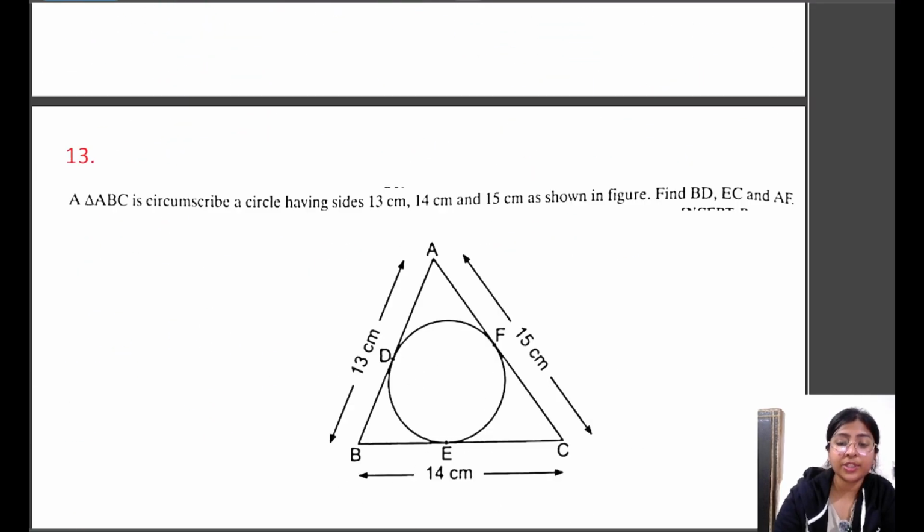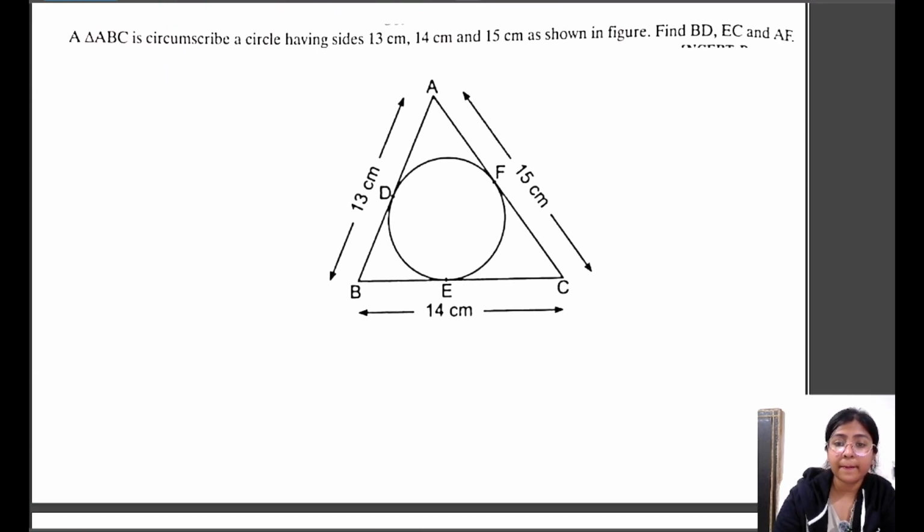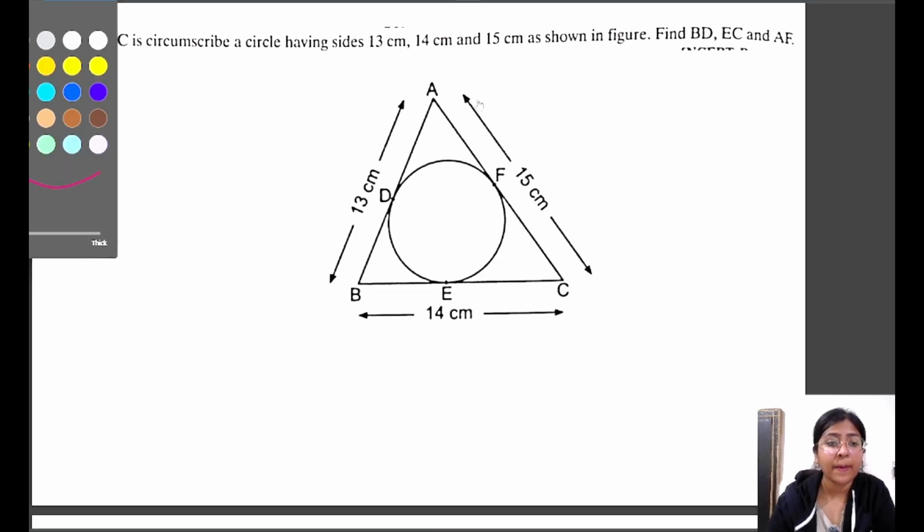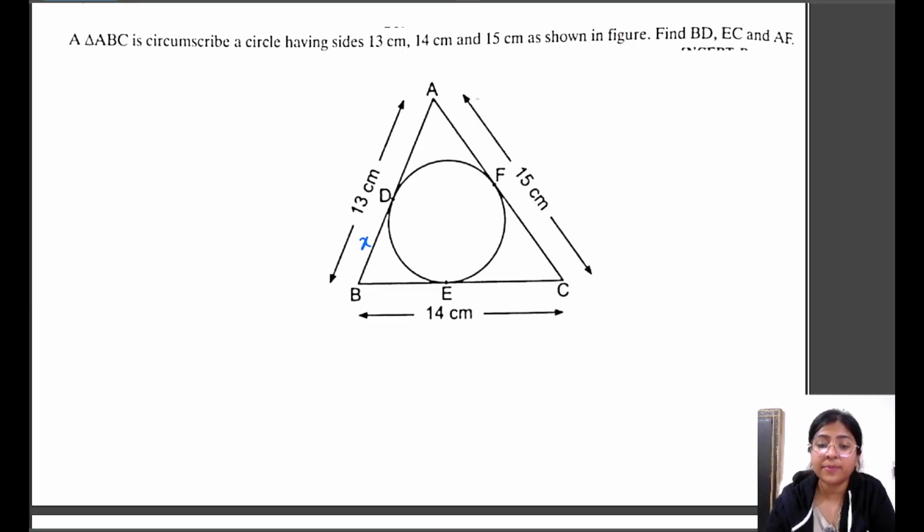Okay, moving to the next question. Very easy question again, we can do this. Yes, we need to find out BD. Okay, so let the length BD be equal to x. If BD is equal to x, BE will be, yes, very good learners, 14 minus x.